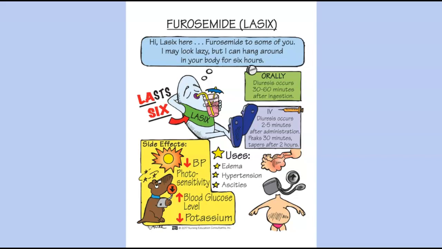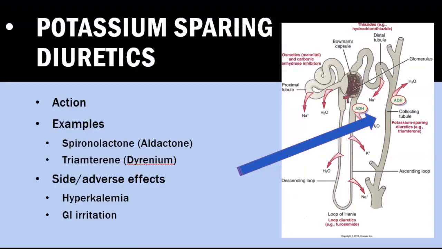Down here on the bottom left, it shows you the side effects. So low blood pressure because you're getting rid of all that fluid. Photosensitivity, so watch with the sun. It can increase blood glucose levels and it will decrease those potassium levels. So this can help you guys remember furosemide or Lasix or loop diuretics.